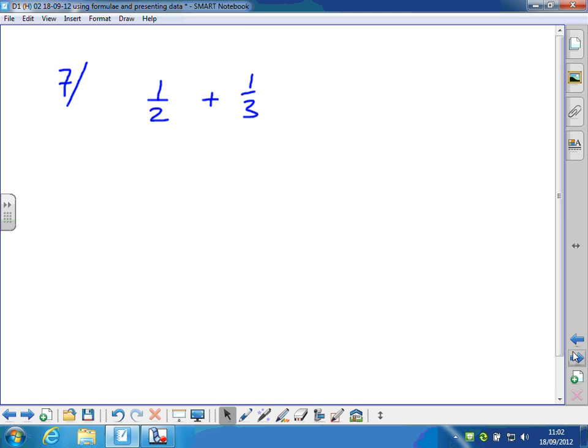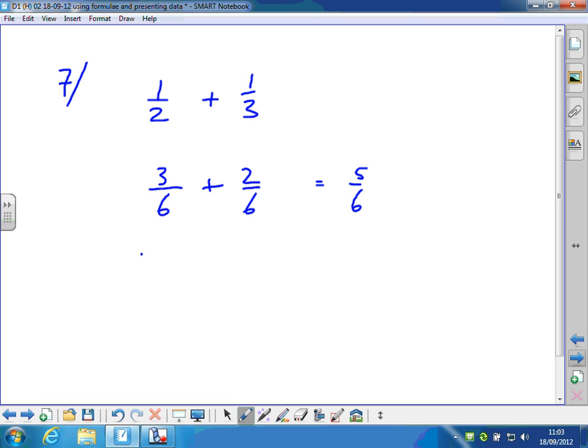Half plus a third. This one's a bit tricky. Anybody? 5/6. What did you do? Times the left side by 3 and the right side by 6. Right. Times top and bottom of this by 3 to make it 3 over 6. Times top and bottom of this by 2 to make it 2 over 6. And why have you done that? Yeah, this denominator has got to be the same. I can only add things that are the same. So 3/6 plus 2/6 is 5/6.